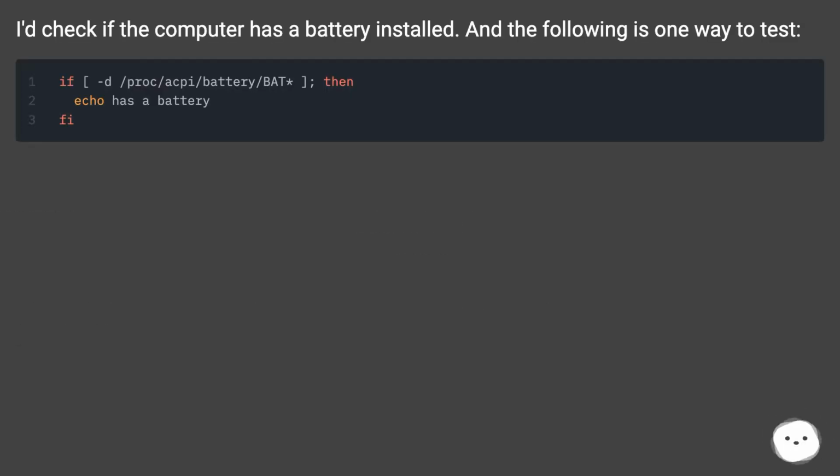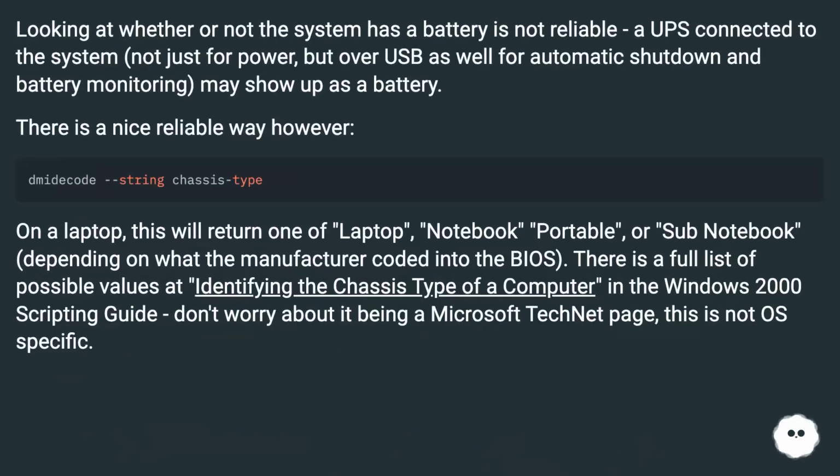I'd check if the computer has a battery installed. And the following is one way to test. Looking at whether or not the system has a battery is not reliable. A UPS connected to the system, not just for power, but over USB as well for automatic shutdown and battery monitoring, may show up as a battery. There is a nice reliable way, however.